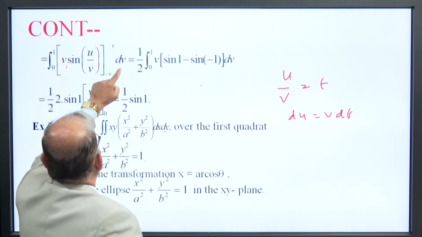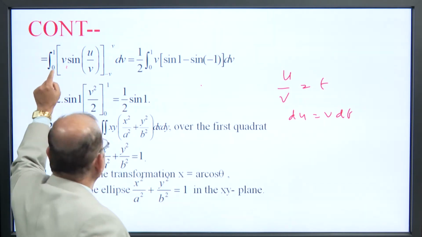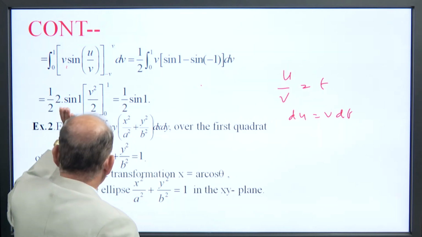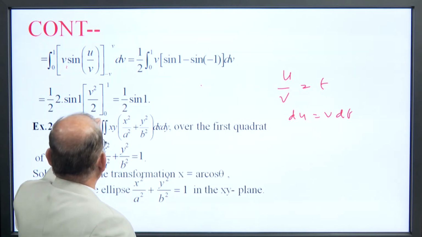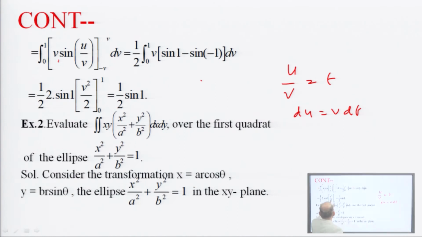Again we integrate with respect to v, which gives v square by 2. Substituting the limits of v from 0 to 1, we get 1 by 2, and so the answer is sin 1.